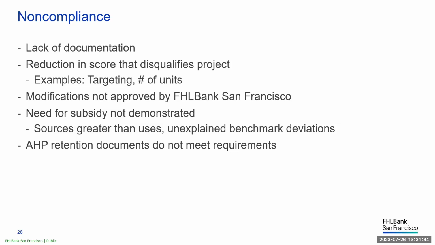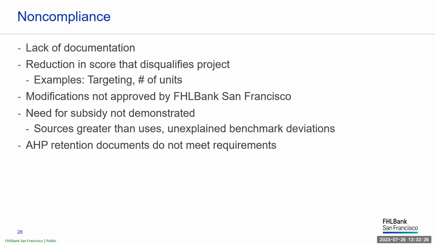The most common cause is when the sponsors do not respond to the bank's initial monitoring request or are slow to respond. Also, the lack of documentation to support the project's need for subsidy and scoring categories, including income documentation, can cause the projects to be non-compliant. Another common cause is when a project has not demonstrated a need for subsidy, which may be due to the sources being greater than uses, or if the developer fee exceeds 15% of the development cost. Either one of these issues could trigger a partial or full recapture of the AHP subsidy.